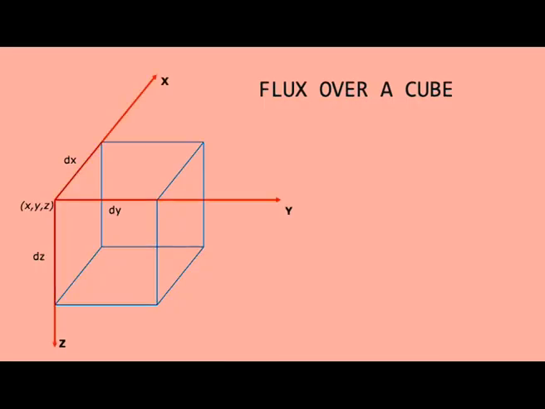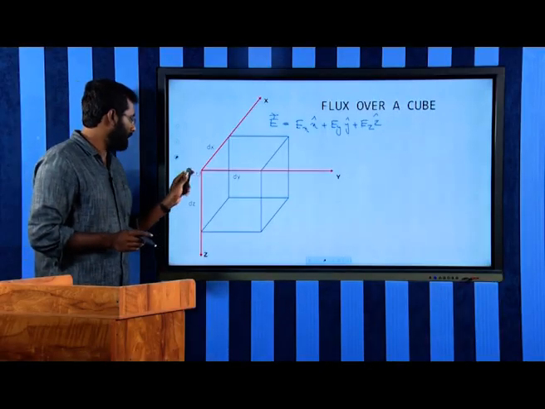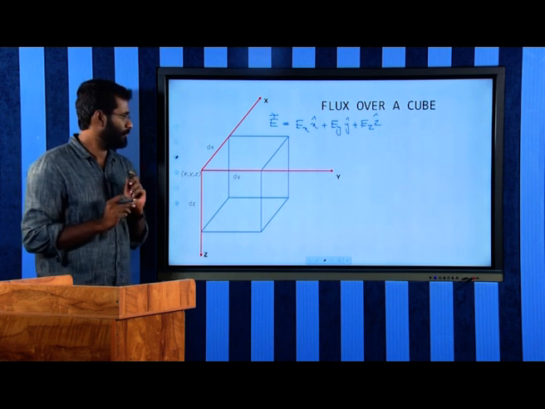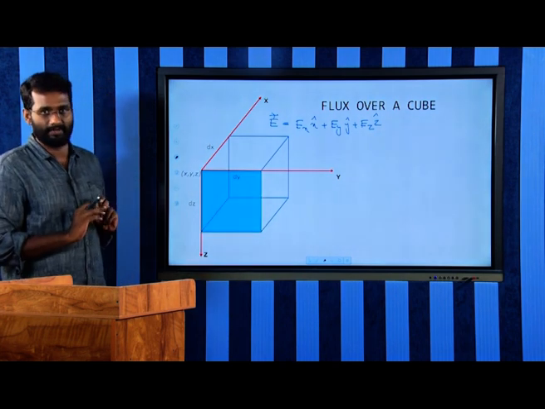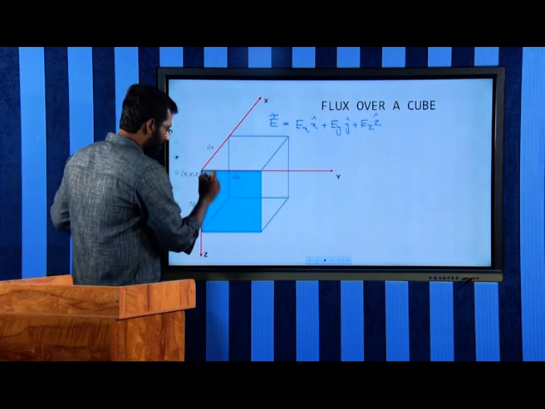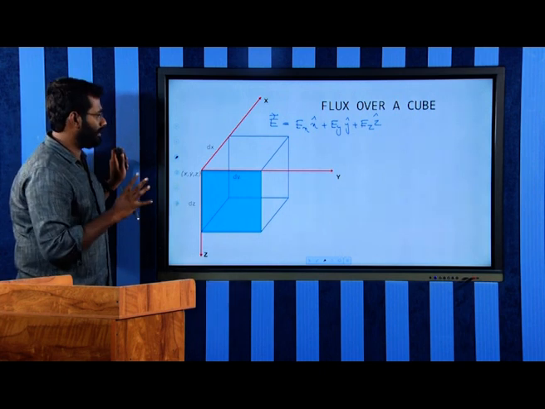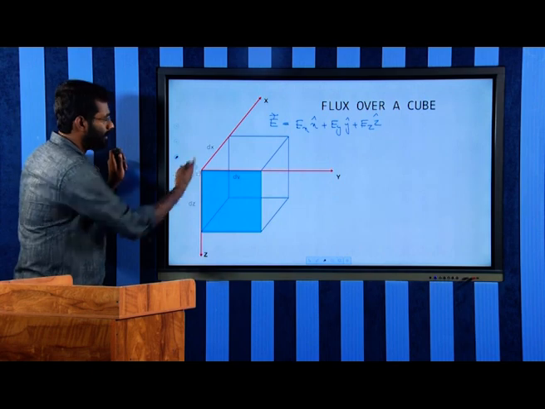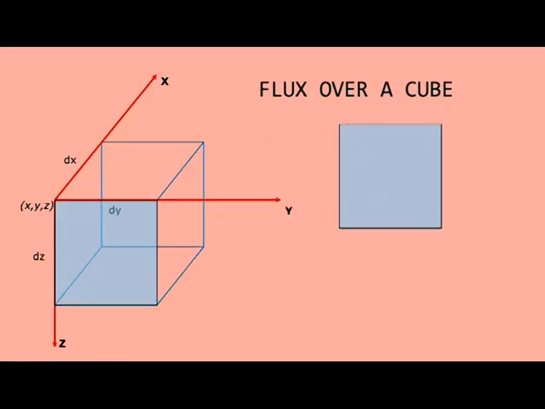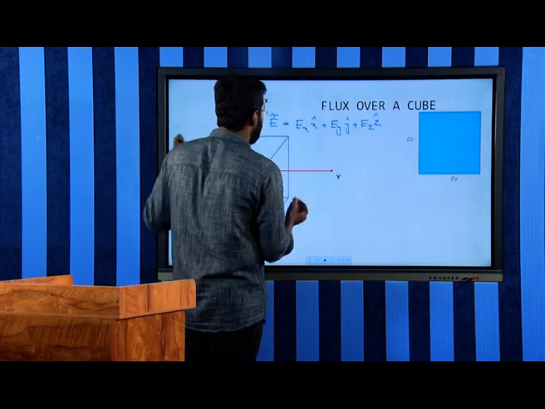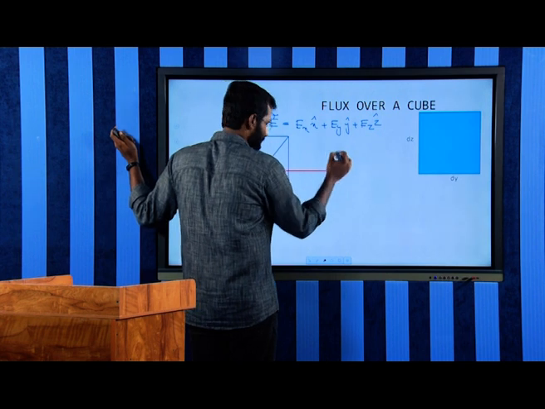For evaluating that we assume a coordinate system with an x axis, y axis and a z axis, and this corner is at the coordinate x, y and z. Now we want to evaluate E dot ds. First of all we consider the front surface. One of its sides is dy and the other side is dz, so it has an area dz into dy.